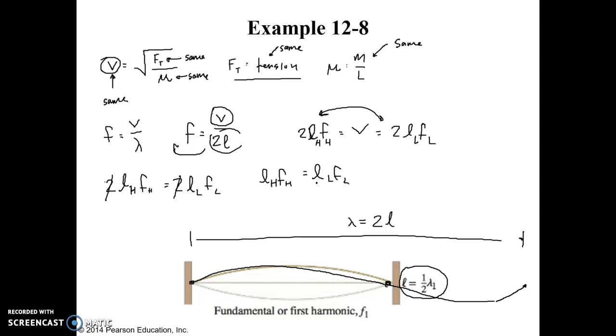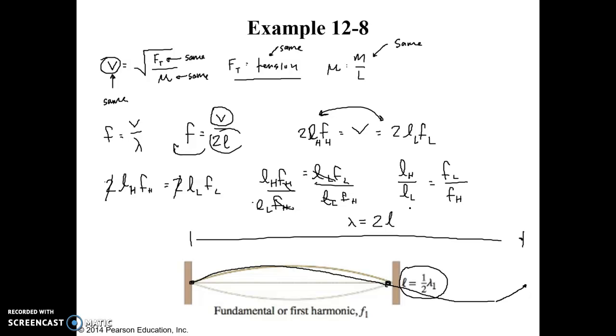And so if I divide both sides by the low L sub L, and I divide both sides by F sub H, these will cancel out. And I'm left with a ratio of the high length of the string over the low length of the string is equal to the ratio of the low frequency to high frequency.